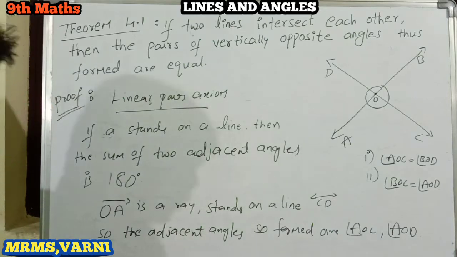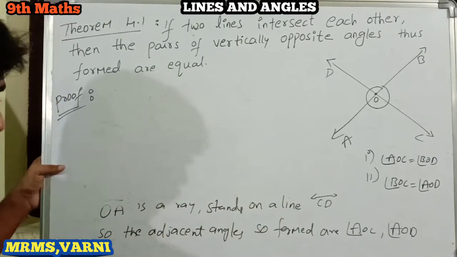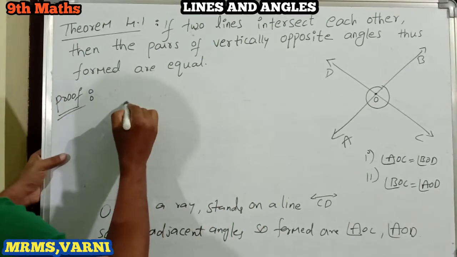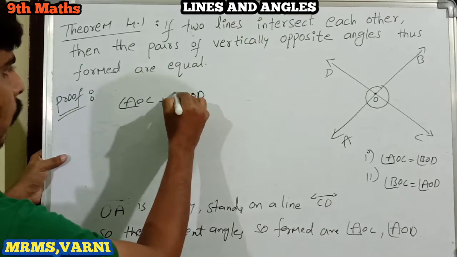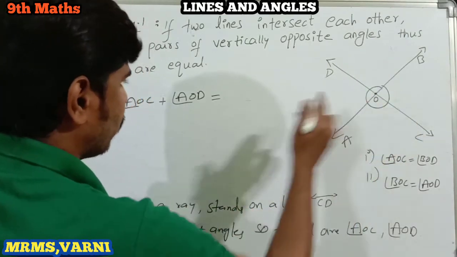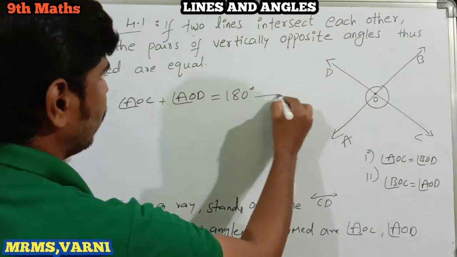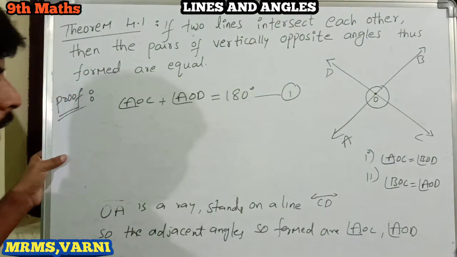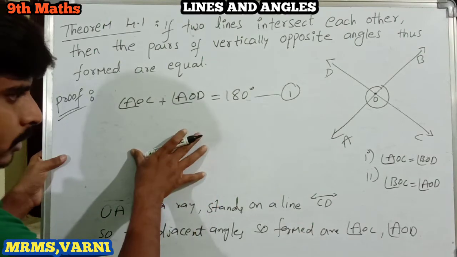The sum of AOC plus AOD, what is that? They are adjacent angles and their sum, angle AOC plus angle AOD, is a straight angle, nothing but the sum of the two angles is 180 degrees. Is it clear? Consider it equation 1.